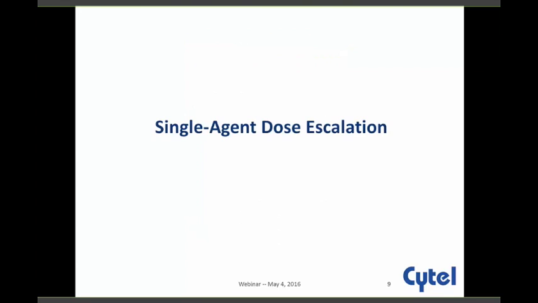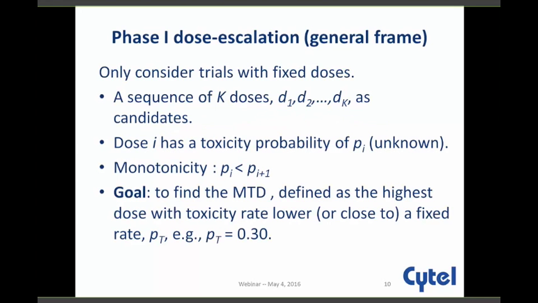So let's go into the single agent methods. Again, we have 4 methods available, but I'm going to be focusing on one of them in this demonstration. The background for the single agent methods is that we have a sequence of K doses, D1 up to Dk. Each one has an unknown probability of toxicity, and the higher the dose level, the higher this unknown probability of toxicity is going to be.